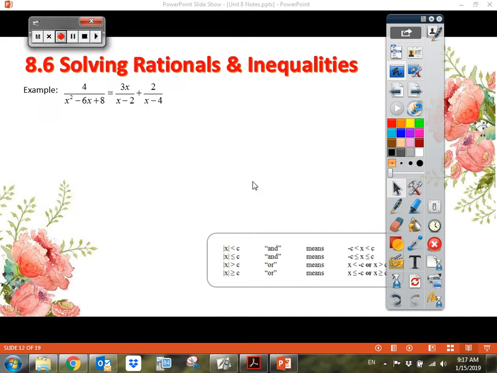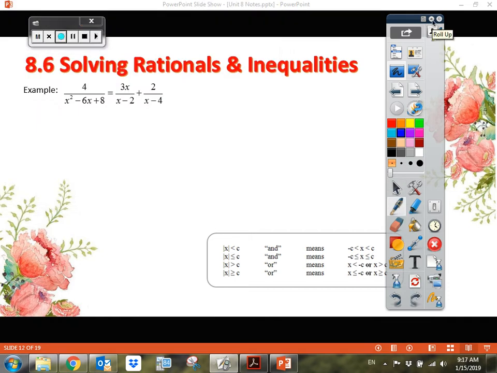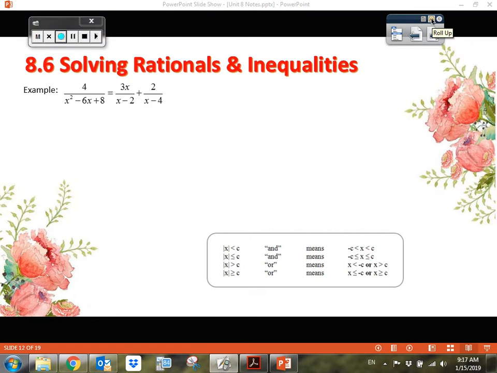Let's take a look at today's lesson. We really are covering two topics today. We're going to solve rational equations and we're going to work with inequalities. Actually, not just rational inequalities, but three different kinds of inequalities. So that's our goal for today. We're going to start out with solving rational equations.